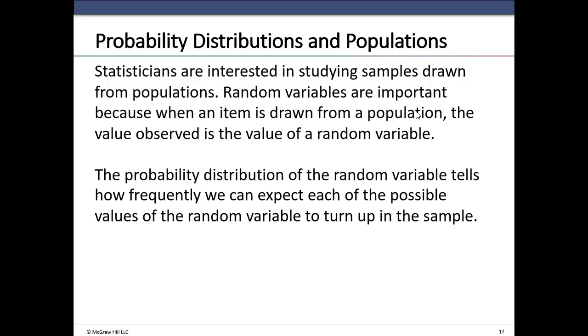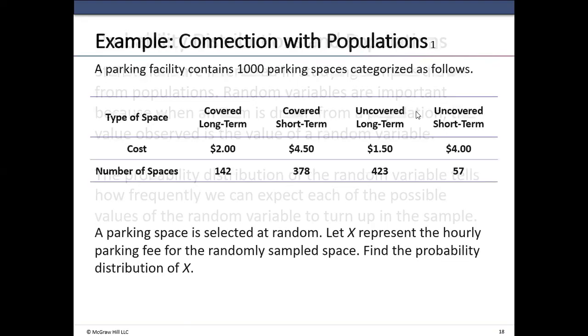So maybe we are looking for people's age. So age is what is of interest, and the probability of each age means how many times it will appear. The probability distribution of the random variable, if it is age, tells how frequently we expect each possible value of the age, the random variable, to turn up in the sample.